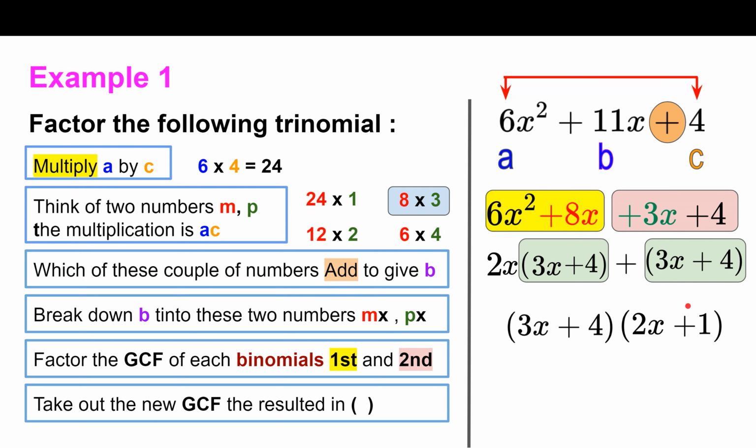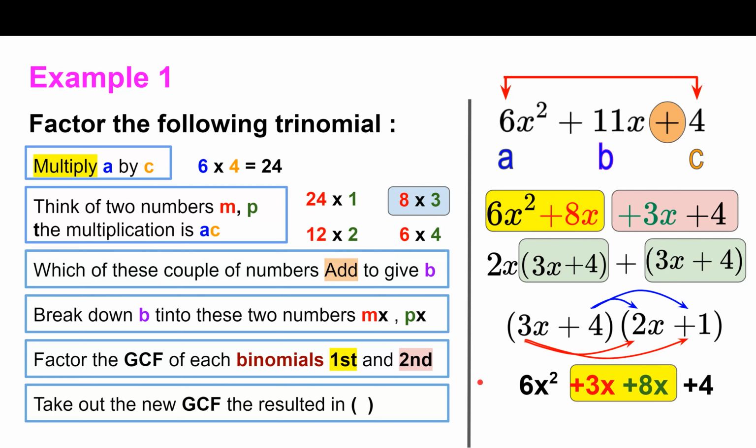Now to double check it, you don't have to do this, but we're going to multiply like we learned before. 3x times 2x is 6x squared, so we got the first term. 3x times 1 is 3x. 4 times 2x is 8x. 4 times 1 is 4. Now you notice we went back to this, right? 3x and 8x, that is 11x. So this checks. We went back to the original trinomial. So this is my answer when it comes to factors.